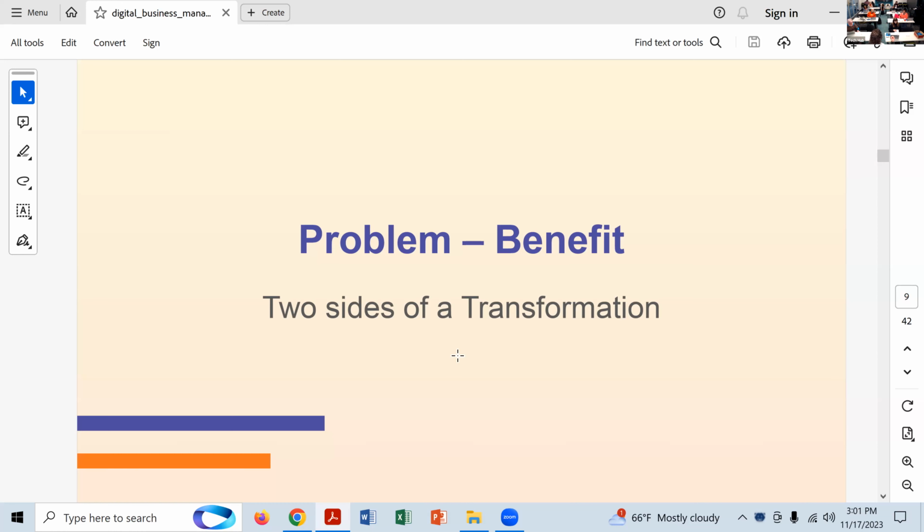I just wanted to give you a sense of what problem and benefit mean. These are two sides of a transformation. People are looking for transformation. They're looking to have a positive change in some area of their life. So what does it look like before that transformation? What does it look like after that transformation? And there are layers to this.